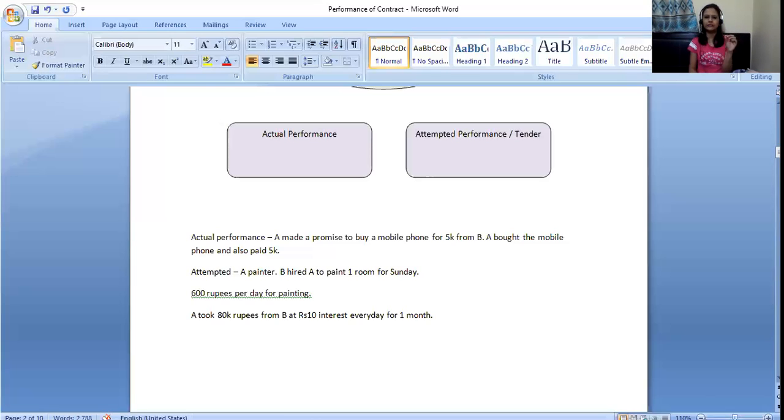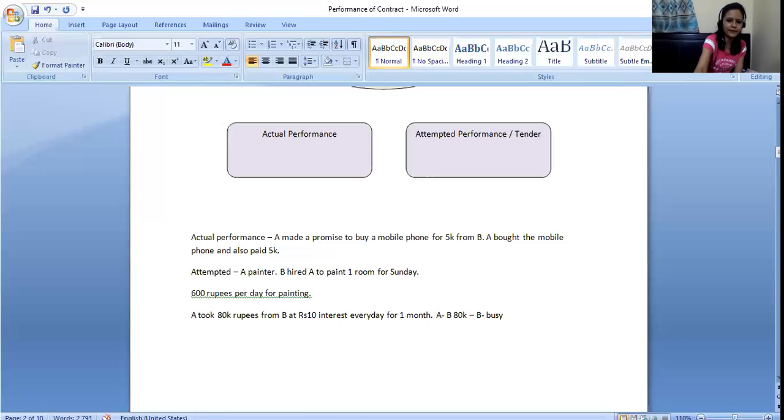And what would be the interest rate? It will be 10 rupees every single day. So 10 rupees will be added every single day till the time it's been delayed. Now take for example, after 1 month, A actually made an attempt to return the amount. A went to B and said that he wants to return that amount of 80,000 rupees. But B said that I am busy. He said that I am busy, I cannot come and collect the money right now.